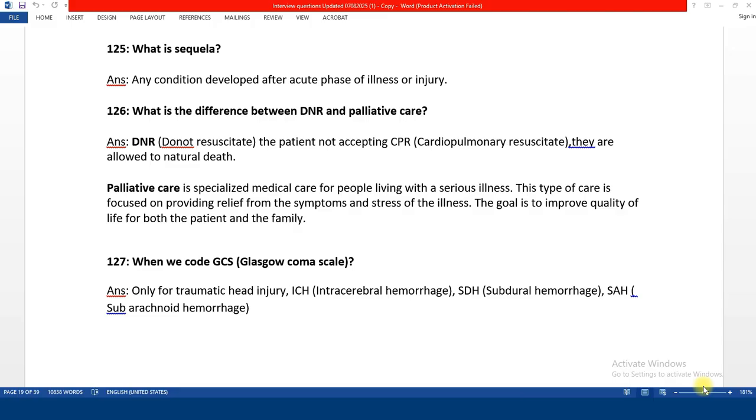What is the difference between DNR and palliative care? DNR means do not resuscitate. So in DNR, the patient will not accept CPR. They want to have natural death. What is palliative care? Palliative care is specialized medical care for people living with serious illness. This type of care is focused on providing relief from the symptoms and stress of the illness. The goal is to improve quality of life for both the patient and the family. So basically in palliative care, the physician will provide treatment for serious illness.